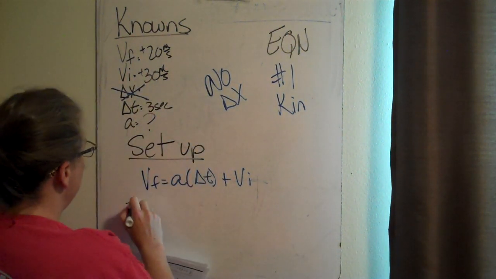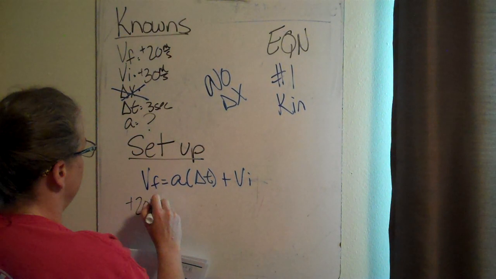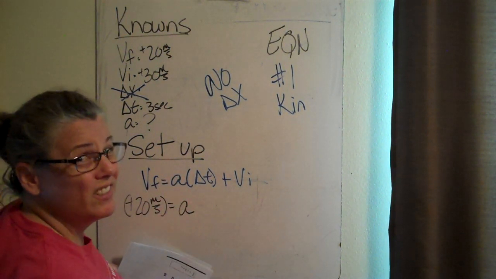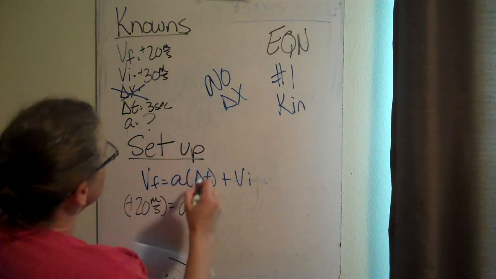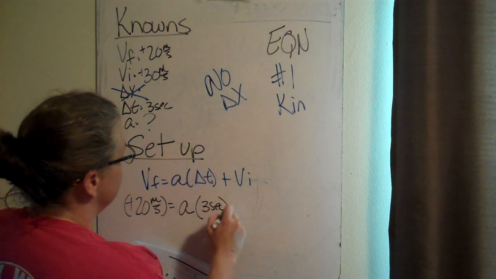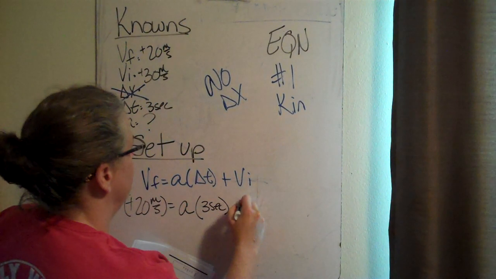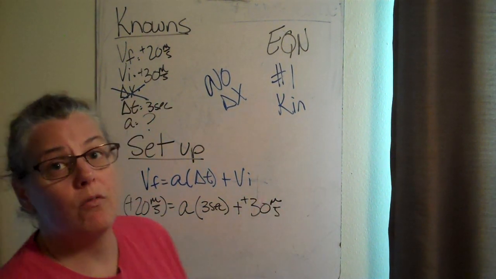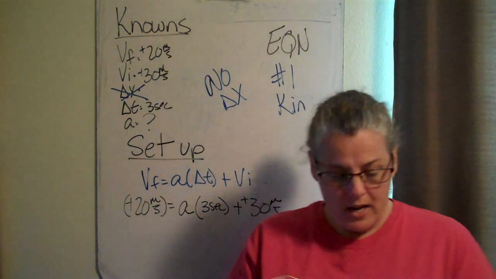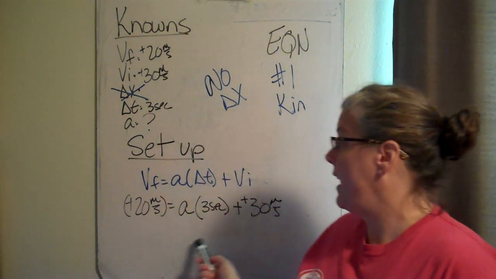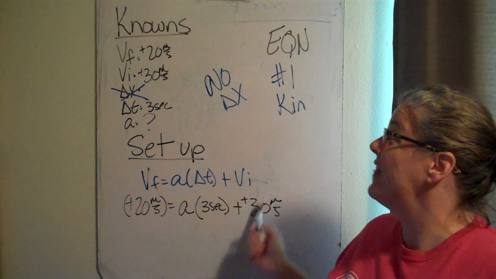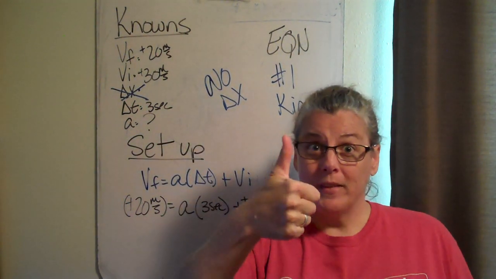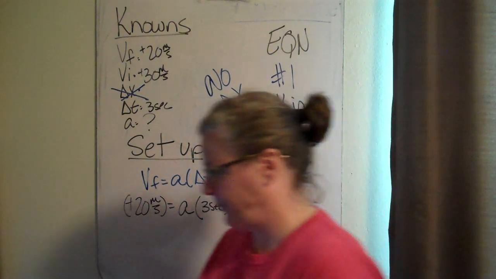So our V of F is a positive 20. Our A is, I don't know, so I'm going to leave it as A. Our delta T is 3 seconds, and our V of I was 30 meters per second. Now we have a one variable equation that we can solve for A, and that's going to tell us what the acceleration is. Cool? Let's try another one.